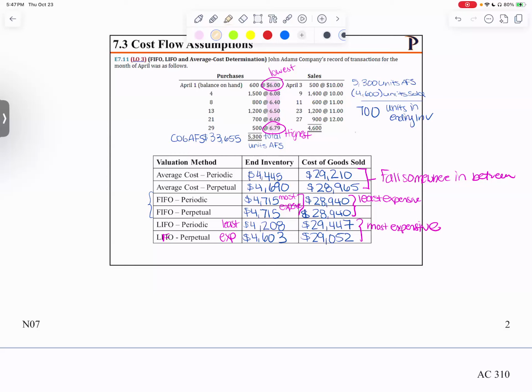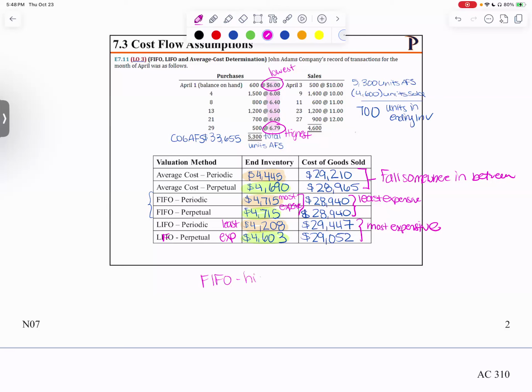So for our periodic method, our average cost of ending inventory was 4,445. Our FIFO ending inventory was 4,715. And then our LIFO ending inventory was 4,208. So we can see here that our LIFO ending inventory is the least expensive and our FIFO is the most expensive, with our average cost falling somewhere in between. We'll see that same thing if we look at our perpetual. So here our FIFO was the most expensive, our LIFO was the least expensive, and our weighted average cost fell in between right there.